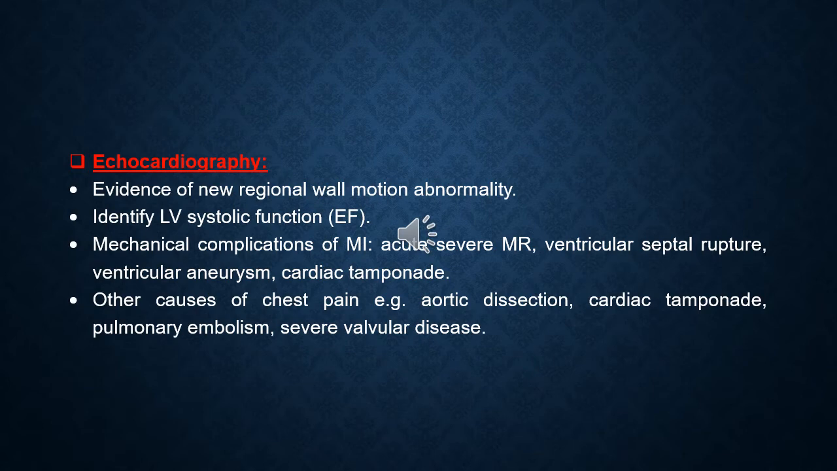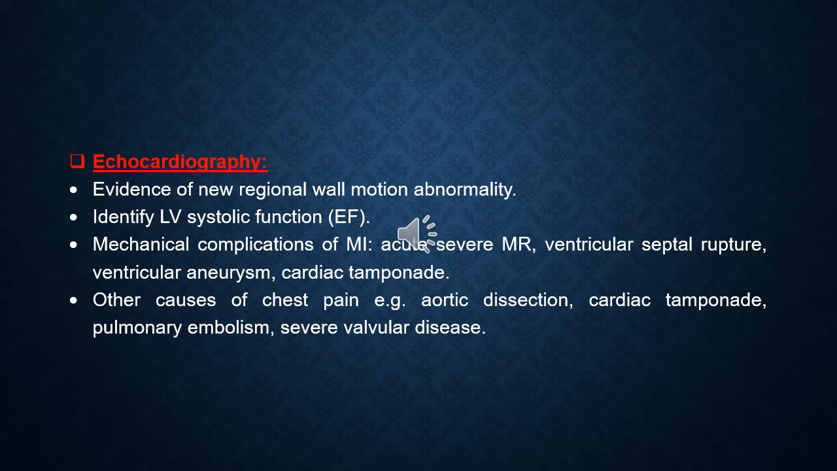The role of echocardiography in acute coronary syndrome: first, to demonstrate if the patient has regional wall motion abnormality, which confirms the diagnosis. Also to calculate the LV systolic function, the ejection fraction, and to exclude the mechanical complications of MI like acute severe mitral regurgitation due to rupture or dysfunctional papillary muscles, ventricular septal rupture, free wall rupture leading to ventricular aneurysm and pseudoaneurysm, and pericardial effusion with cardiac tamponade.